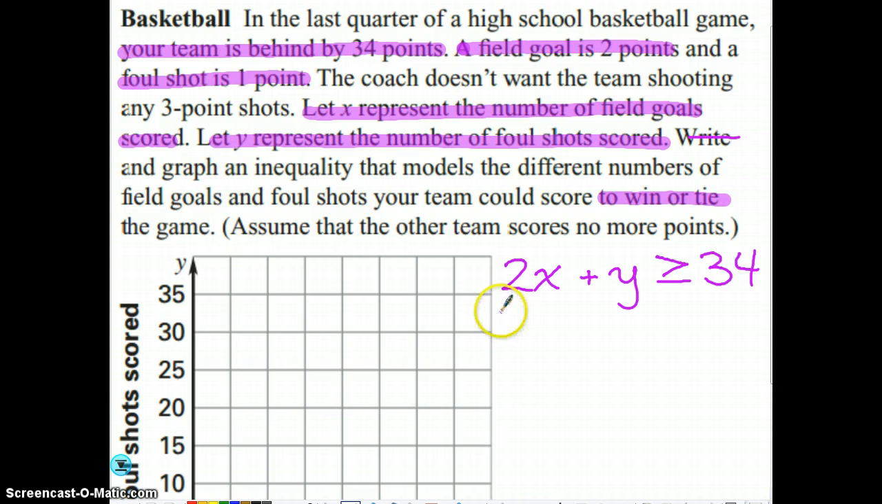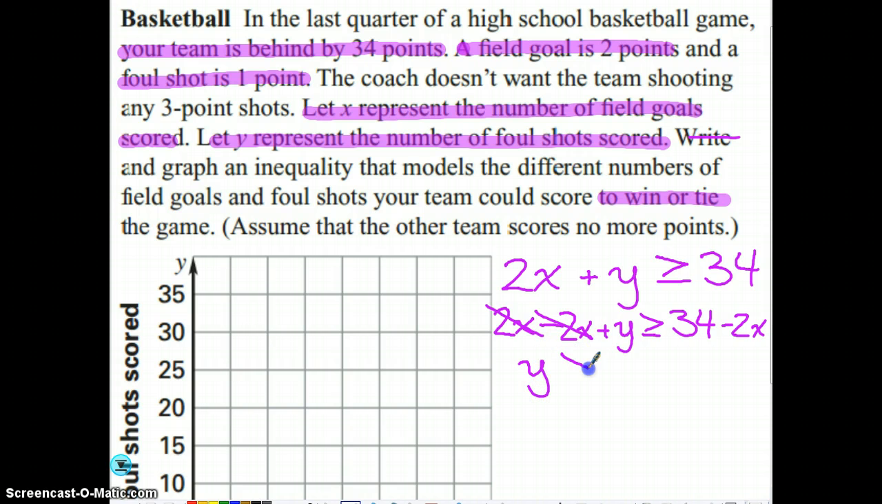We're going to subtract 2x on both sides. So I have 2x minus 2x plus y greater than or equal to 34. Good. Minus 2x. Excellent. Yeah, on the left-hand side here we see that 2x minus 2x is 0, so it cancels out. What's left over?